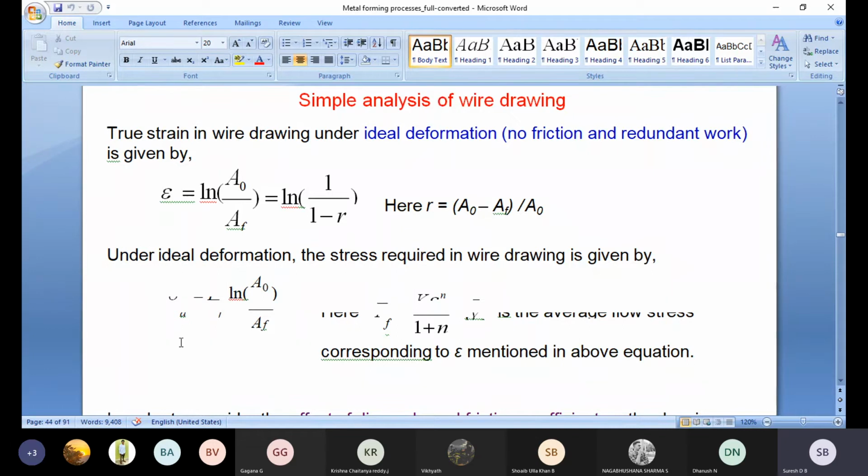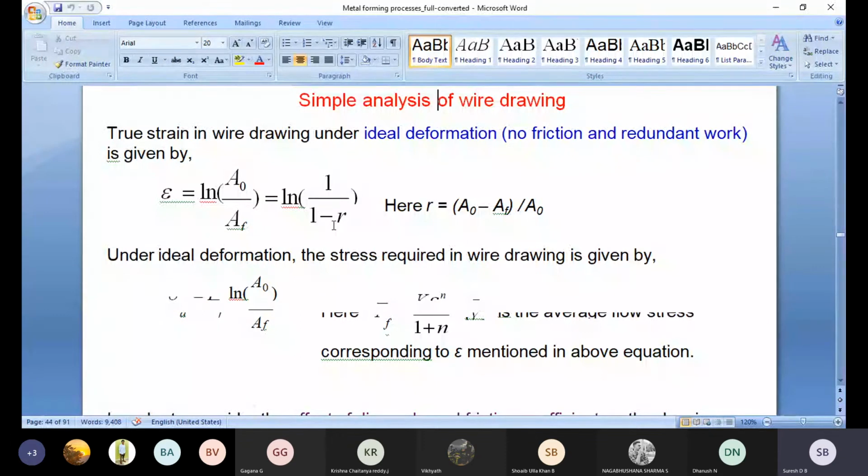Here, how to find out strain? Strain is always denoted by epsilon. Epsilon equals ln(A0/Af). A0 is the original cross sectional area of the workpiece or billet material, and Af is the final cross sectional area of the workpiece material. That is equal to ln(1/(1 - r)), where r equals (A0 - Af)/A0.